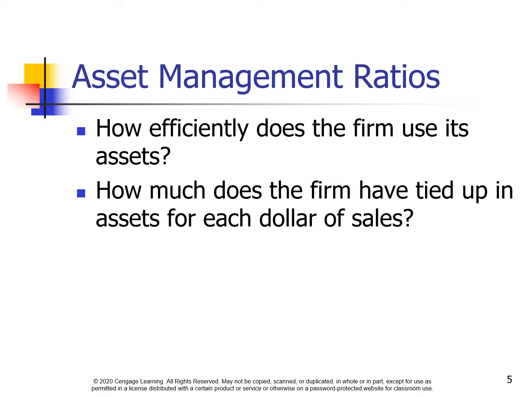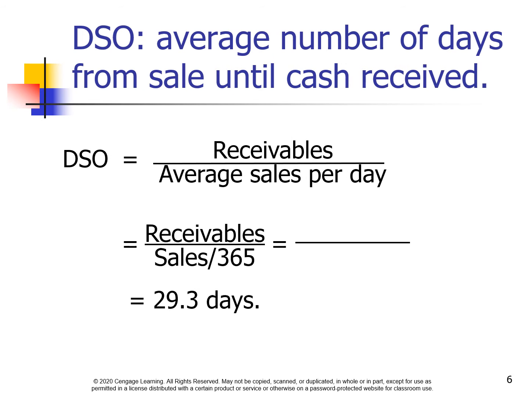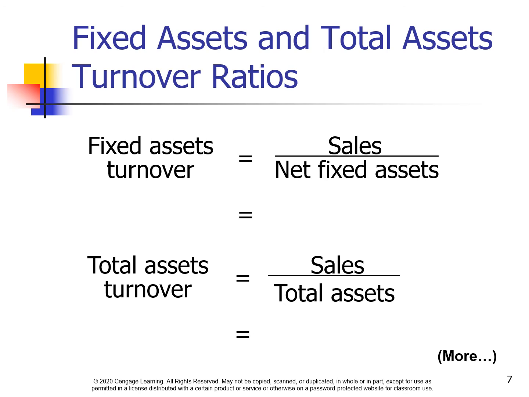Asset management ratios. Those ratios measure how efficiently the company uses its assets, and how much the company has tied up in assets for each dollar of sales. For example, days sales outstanding is the average number of days from sale until cash is received. It's receivables divided by average sales per day. Fixed asset and total asset turnover ratios.